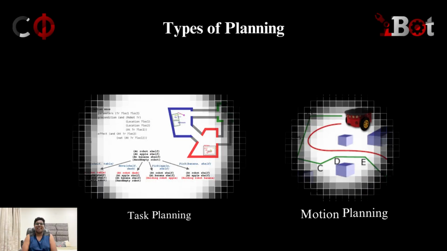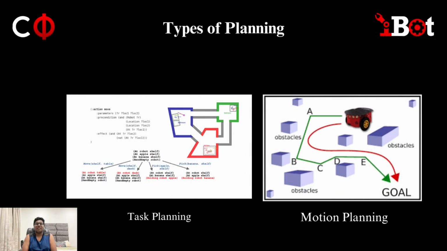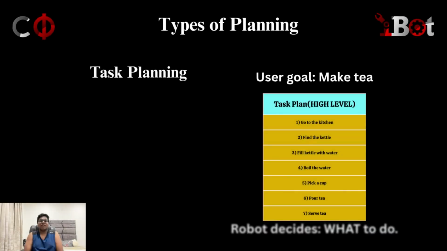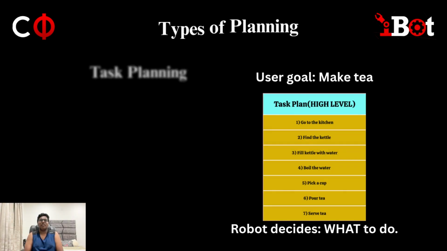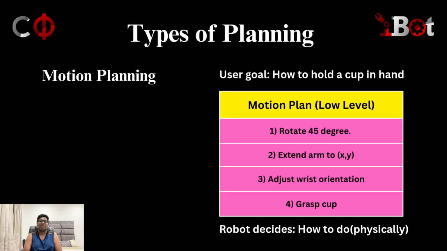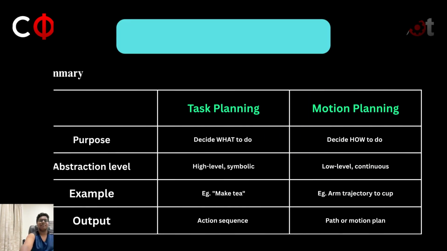In robotics, planning comes in two broad forms. The first one is task planning, and the second is motion planning. Task planning focuses on what to do, generating a sequence of high level actions to complete a goal, while motion planning focuses on how to do something, like computing a trajectory or joint angle.